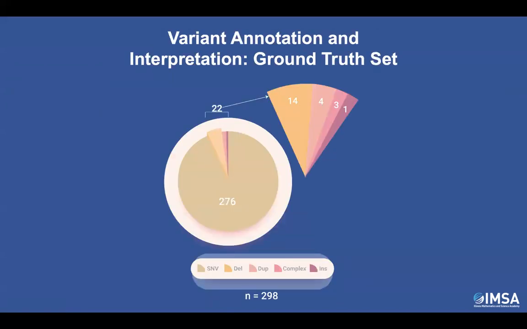So after the 2-tiered validation processes, the 298 variants were distributed with respect to their classification. So SNVs, deletions, duplications, complex, or insertions. And these constitute the ground truth set. So as shown on this pie chart, our evaluation revealed that a majority of the variants, that is 276 of the 298, were single nucleotide variants or SNVs, followed by deletions, duplications, complex, and insertions.